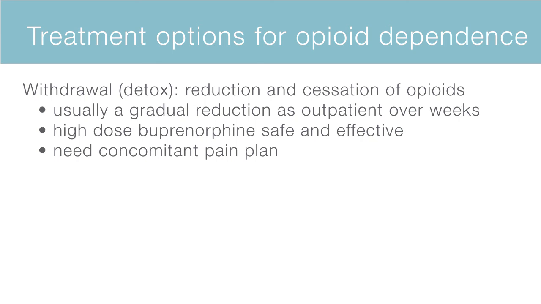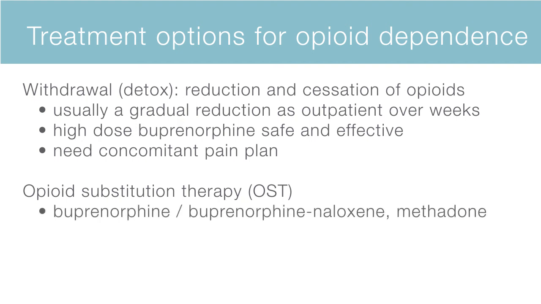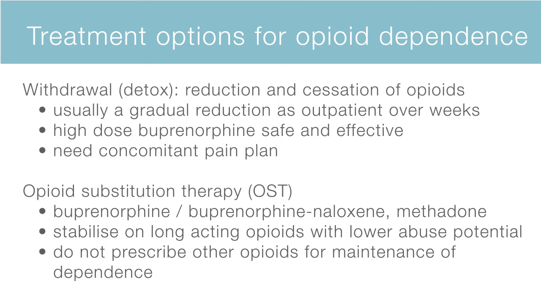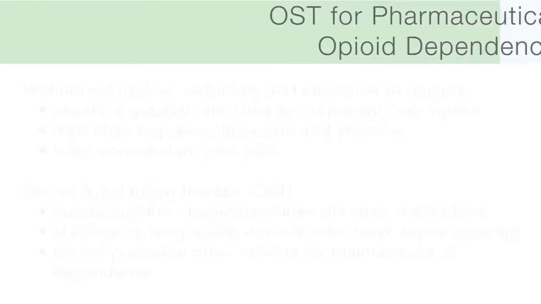The other option for treatment of opioid dependence is opioid substitution therapy. This basically stabilises the patient on a long-acting opioid, such as buprenorphine or methadone, which have lower abuse potential, and allows patients to stabilise other parts of their life while their opioid use is quite stable. It's highly structured, there's lots of review, and patients can then start to address psychological, social and physical problems. Do not prescribe other opioids for the maintenance of dependence.